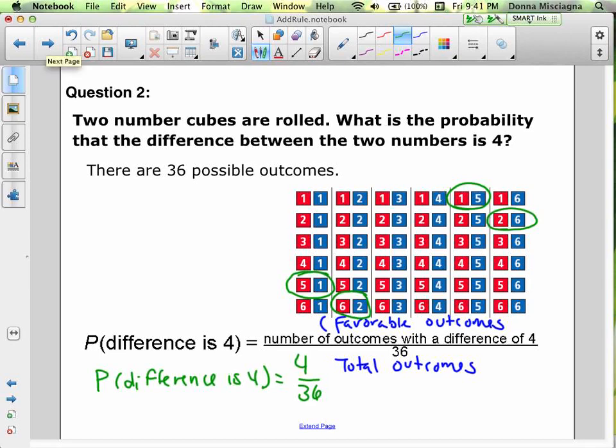Now that's not in lowest terms. We need to reduce that. Right? So they're both divisible by 4. So when we reduce that, our answer is going to be 1/9. So that would be the probability that the difference is 4, would be 1/9. Okay? We'll do some more problems in class, and then we'll look at some more concepts related to probability.